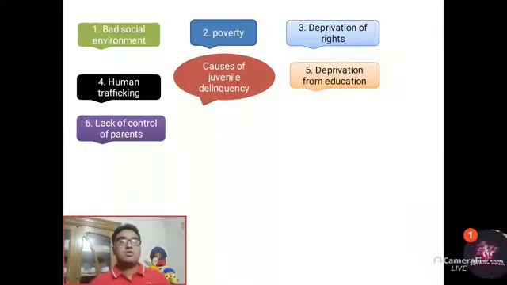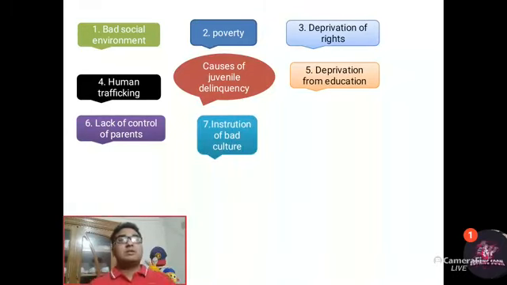Number six, lack of control of parents. This is a very important and vital point. If parents don't give attention to the activities of their children, their children can be derailed, and their children can do any antisocial activities. So the lack of control of parents can be one of the causes of juvenile delinquency.